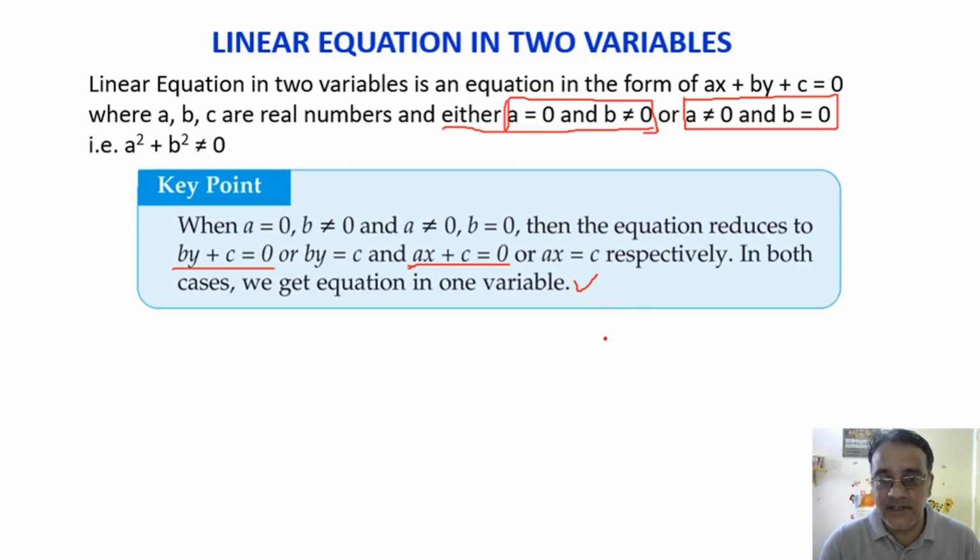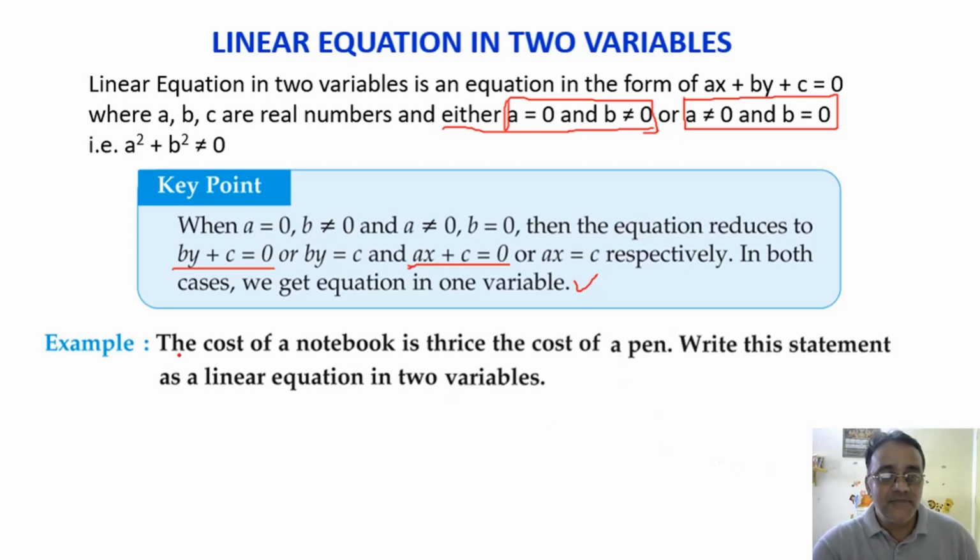The first type is to write the given situation in standard linear equation in two variable. See this question, the cost of a notebook is thrice the cost of a pen. Write this statement as a linear equation in two variable. So we can take the cost of notebook as x and cost of a pen is equals to y, or we can take cost of a notebook is equals to y and cost of a pen be x. So depending on that, you may have two answers here.